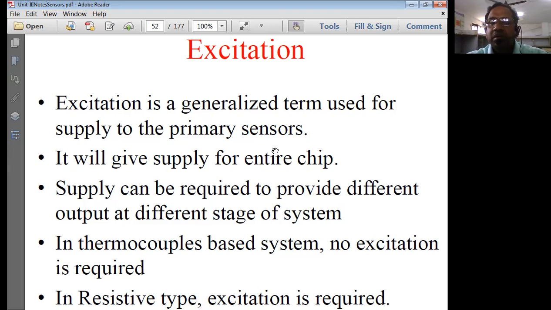Because of this, we have two types of sensors: active sensors and passive sensors. What is an active sensor?